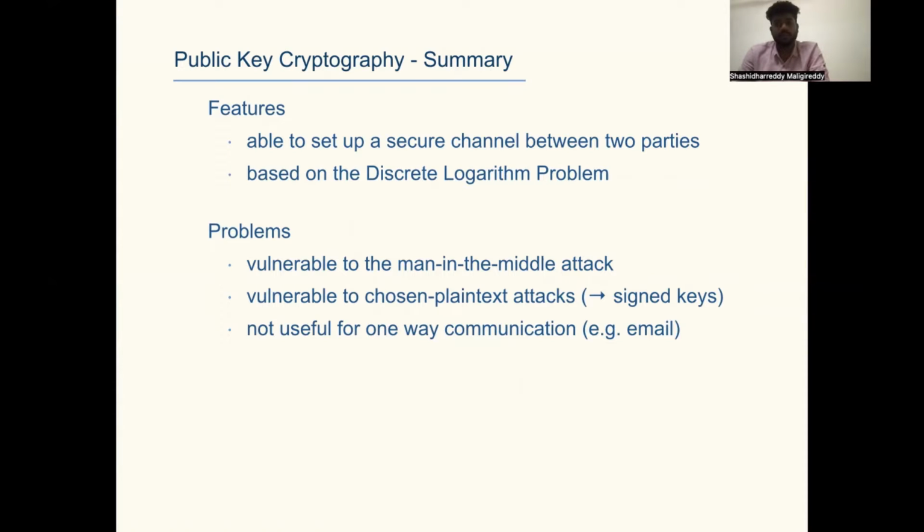ElGamal also depends on the discrete logarithm algorithm for encrypting and decrypting. The problems I found while researching this ElGamal crypto system are that public key cryptography is vulnerable to man-in-the-middle attacks and chosen plaintext attacks, and that signed keys are not useful for one-way communication.